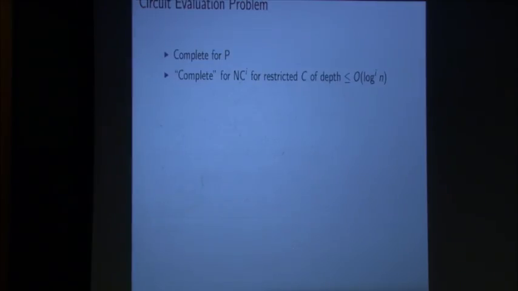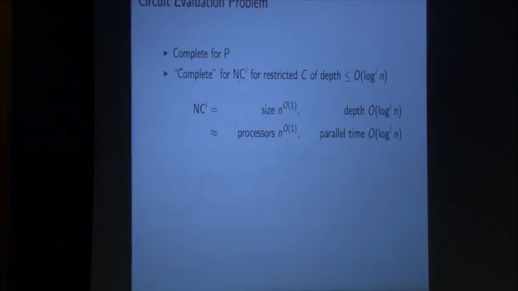NC^i are problems that can be computed efficiently on a parallel machine. So formally, NC^i are problems computable by circuits of polynomial size and depth log n to the i. So it corresponds to problems computable by a polynomial number of processors and in parallel time log n to the i. Because if you evaluate circuits using a natural strategy, then the number of processors you need will scale with the number of nodes in the circuit.